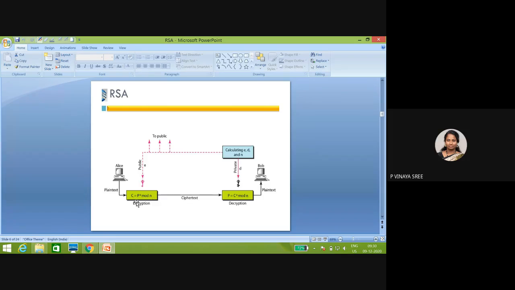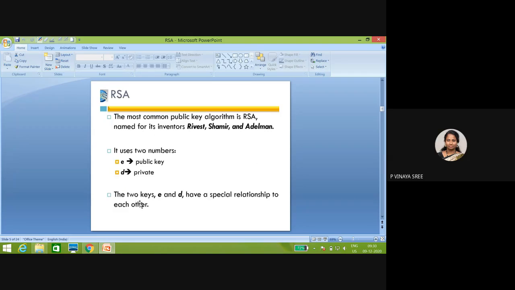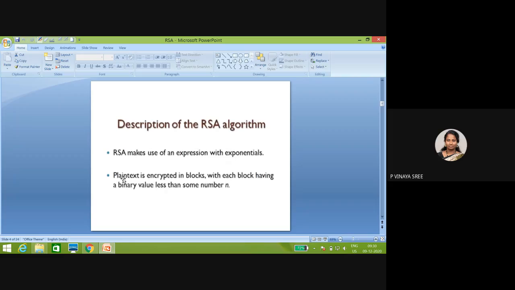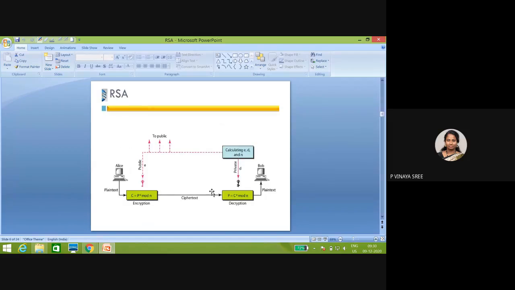So here, what is plain text? Plain text is the message that Alice wants to send. This P should be less than your n value. So if n is 64, the plain text should be less than that. That is one thing you need to concentrate on here. So plain text is encrypted in blocks, with each block having a binary value less than some number n. As it takes the n value from the directory, C equals P to the power E mod n. So a ciphertext will be generated.